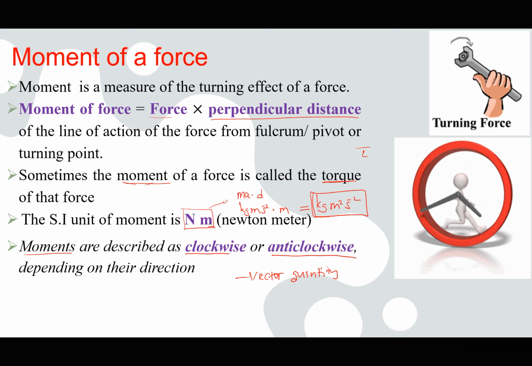Moment of a force is a vector quantity because direction must always be identified. So moment can either be clockwise or anticlockwise. In other words, with respect to how you are looking at the turning object, it could be clockwise or anticlockwise. So moment is going to be a vector quantity, and this will always depend on direction.